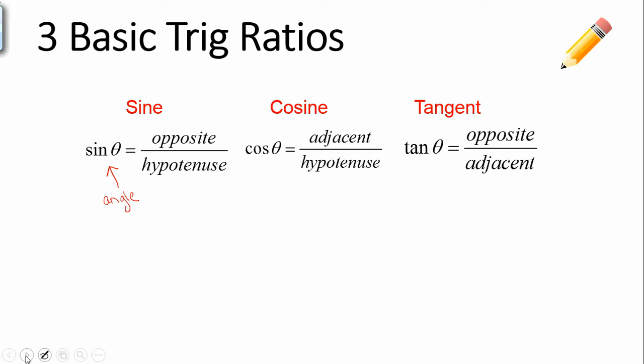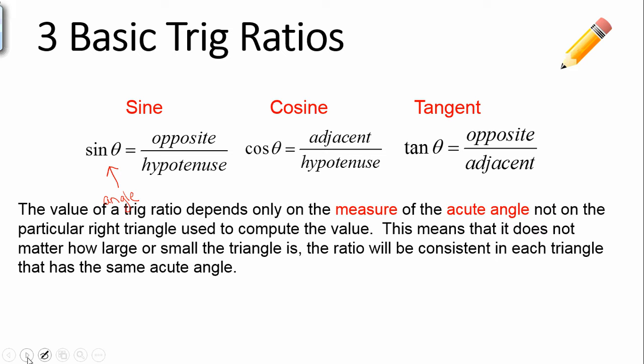And remember, it's that angle that means the ratio remains consistent. So the value of a trig ratio depends only on the measure of the acute angle, not on the particular right triangle used to compute the value. This means it does not matter how large or how small the triangle is, or where the triangle is on Earth or in outer space, the ratio will be consistent in each triangle that has the same acute angle. So we're going to learn more about how these ratios help us solve problems in days to come. But for now, we just need to get a handle on setting them up correctly.